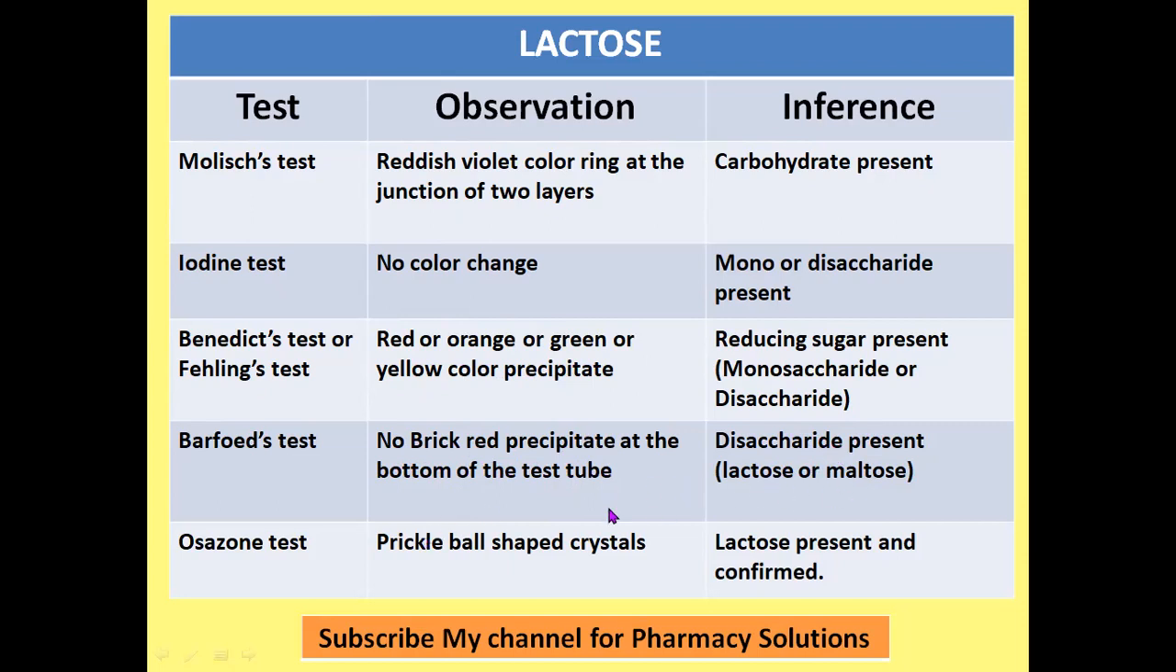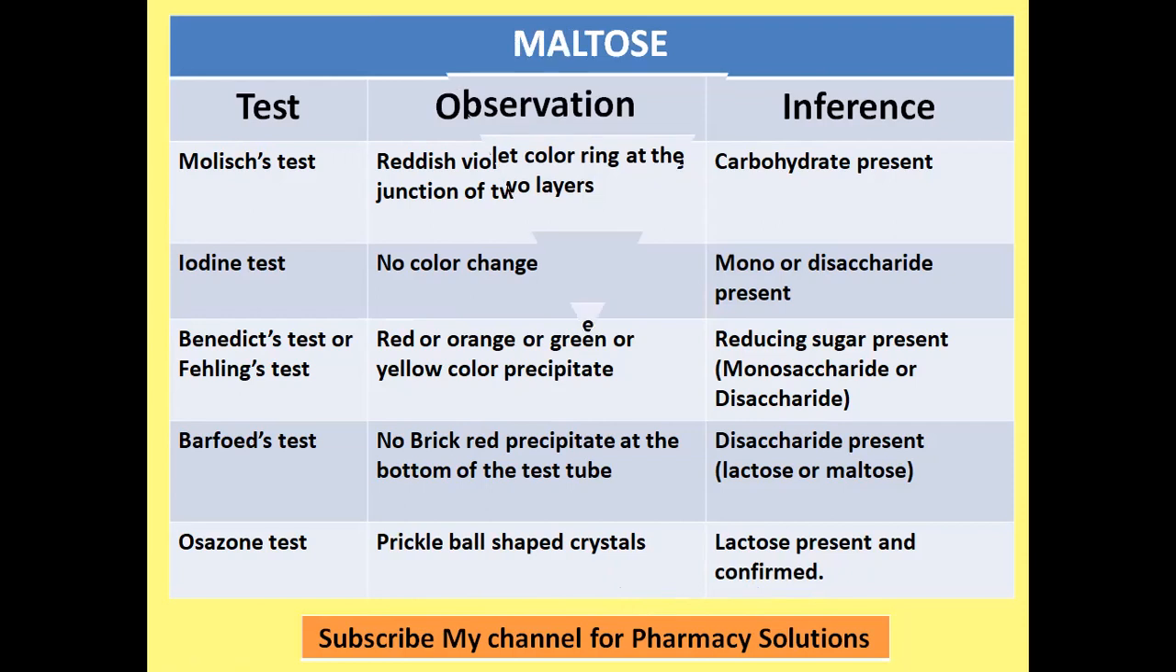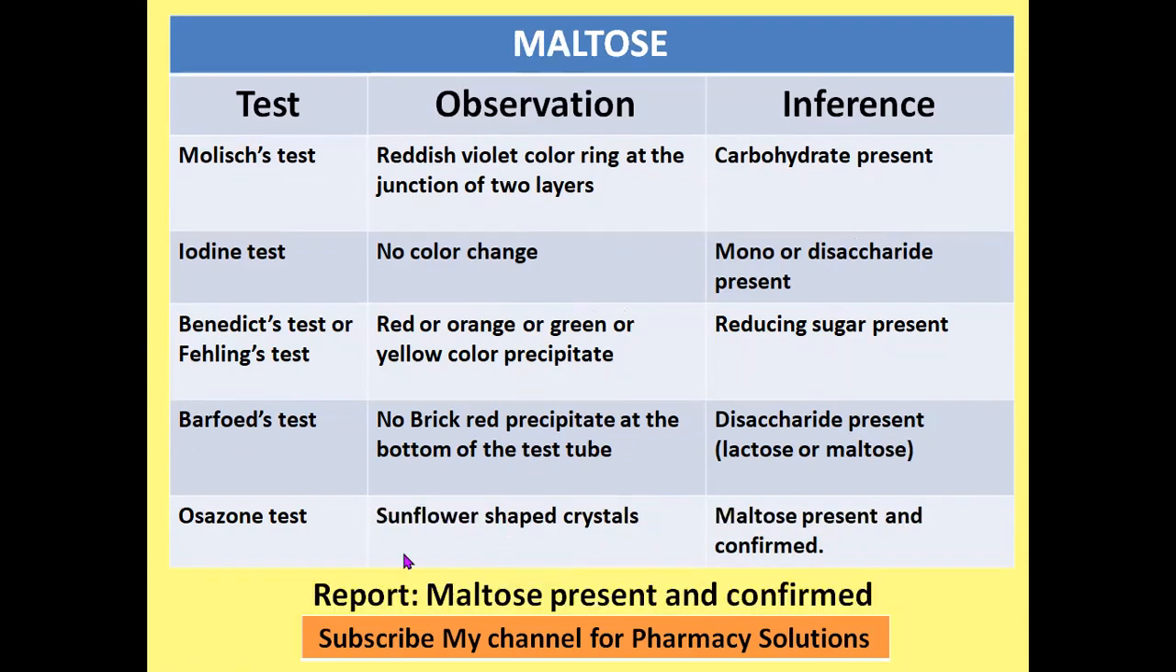To confirm whether it is lactose or maltose, you do the osazone test. If you get ball shaped crystals, then your sample is lactose present and confirmed. You can write the report as: the given sample is lactose present and confirmed. That's how your tabular column and report should be when you do the analysis in the practical exams.